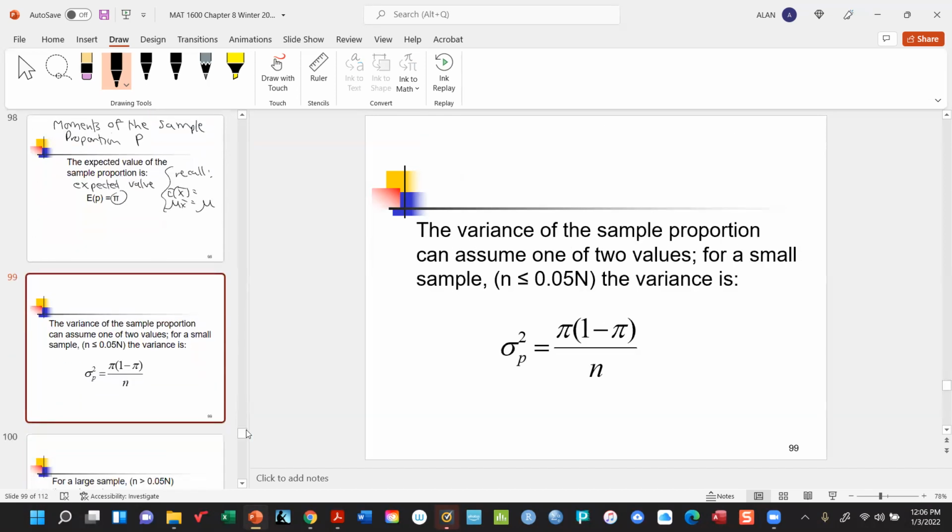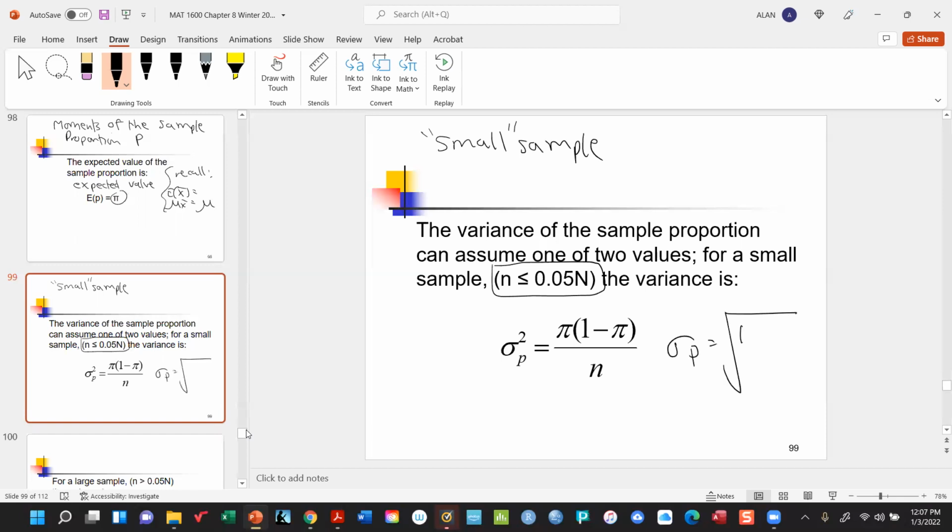All right, here we go. So this is the small sample. And remember, less than or equal to 5% of the population means we have a small sample. And then the variance equals this expression, which of course means that the standard error would simply be the square root of this.